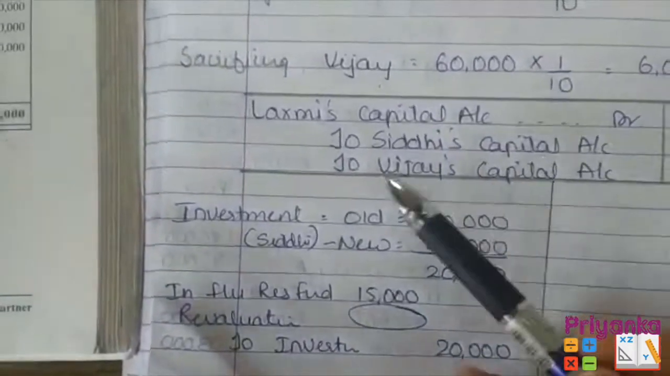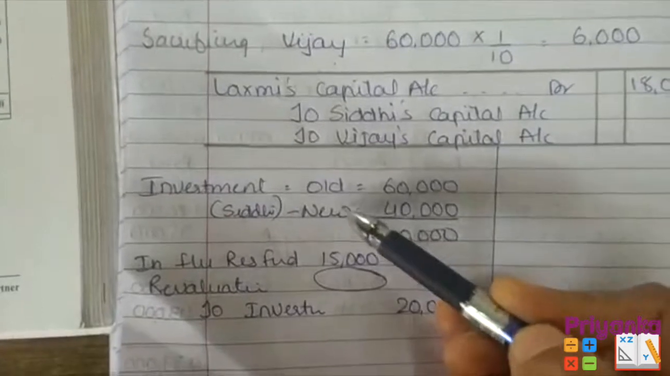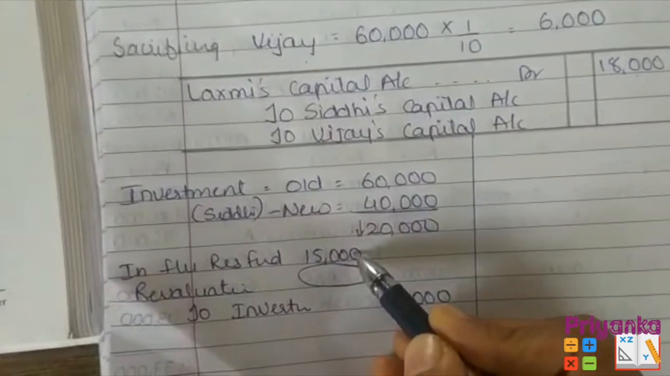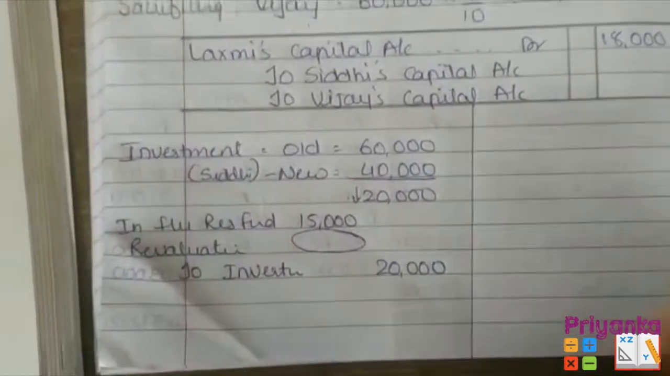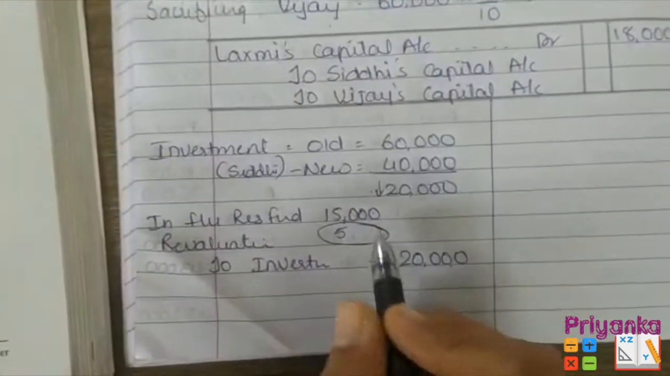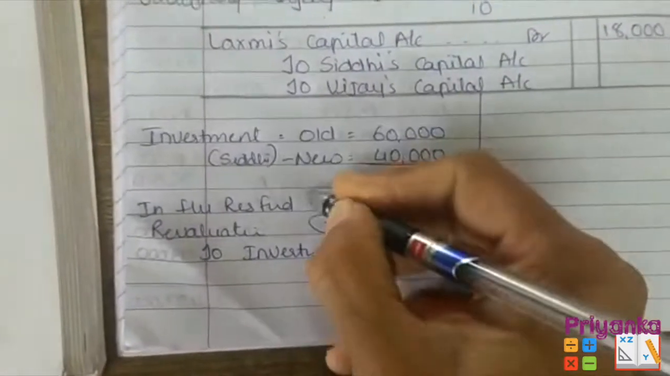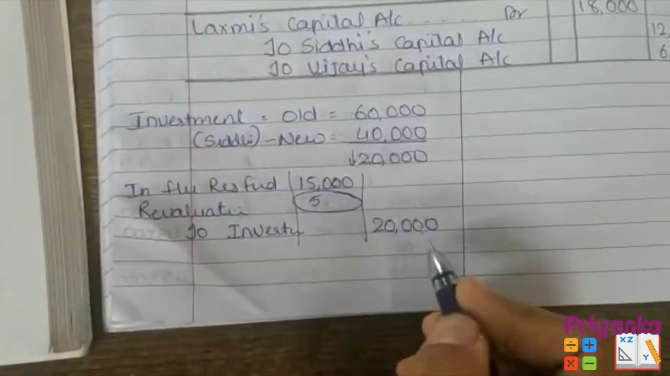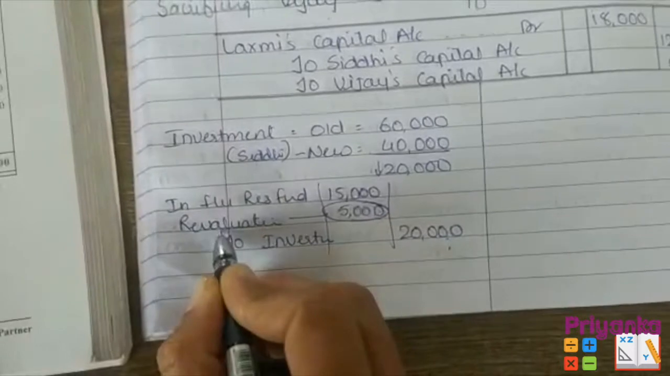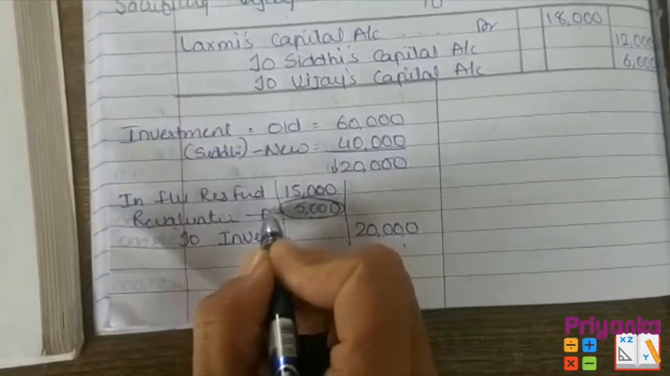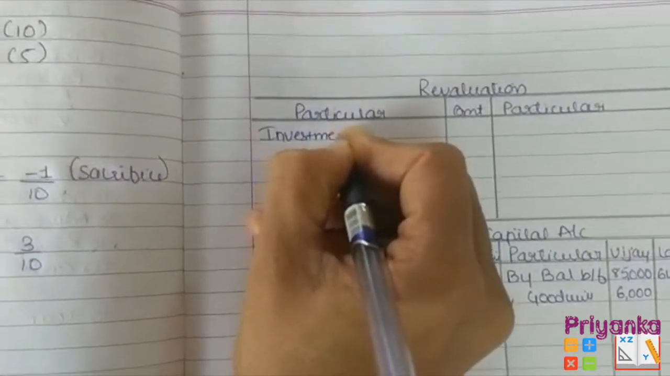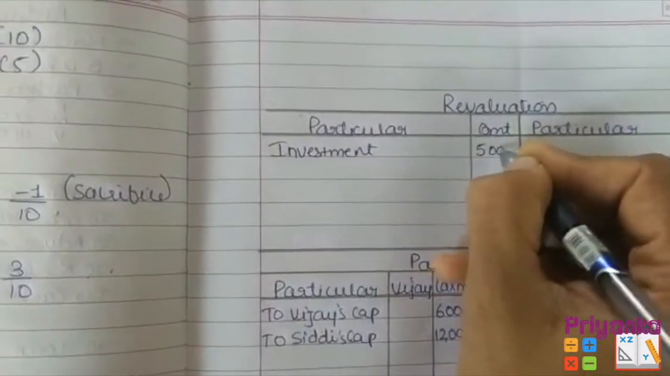Now here is my calculation. The investment old value is 60,000. New value is 40,000. So the amount is reduced by 20,000. As we have only 15,000 as a fund of investment fluctuation reserve and the investment made a reduction of 20,000, so the balance is the difference of both. Here I just made a rough journal entry. Here 15,000 is there, here 20,000 is there. To tally both, a difference of 5,000 is coming, which will be moved to the revaluation account. So the revaluation account at the debit side will move and write down investment of 5,000.